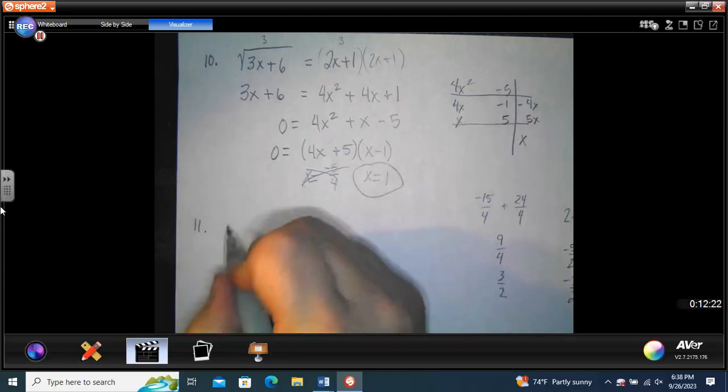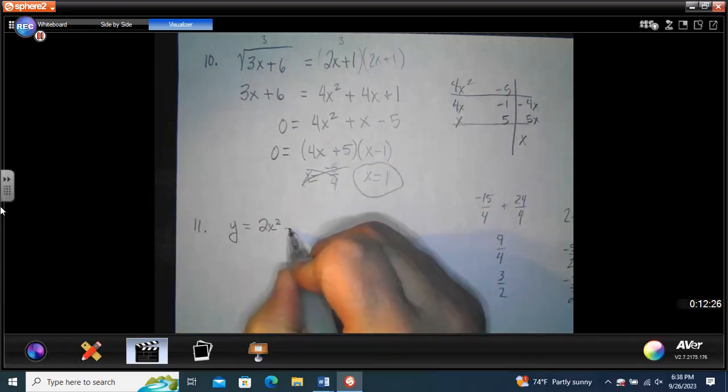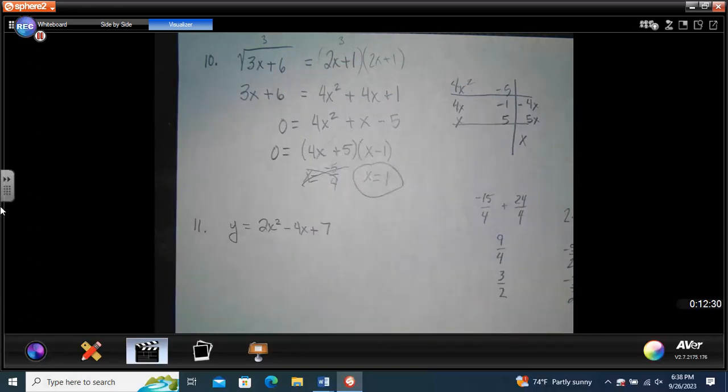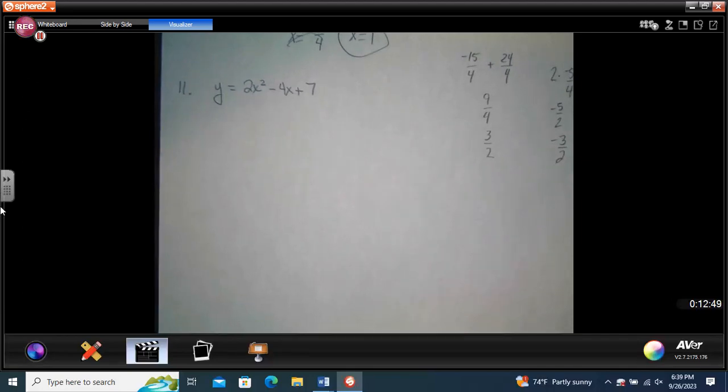For 11, we have y equals 2x squared minus 4x plus 7. And we're supposed to do all the things to this. We're going to find the vertex, we're going to find the domain and the range, the x-intercepts, the y-intercepts, the equation of the axis of symmetry, all the stuff, okay? I may not have enough room to do all the stuff, but I'm going to try.